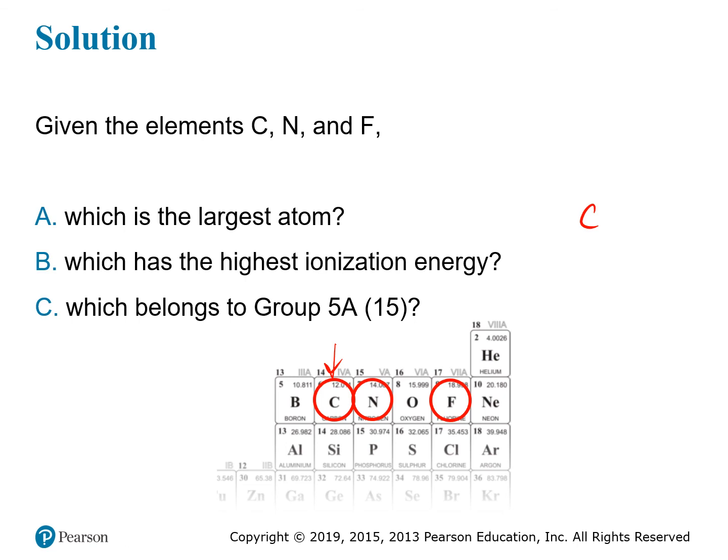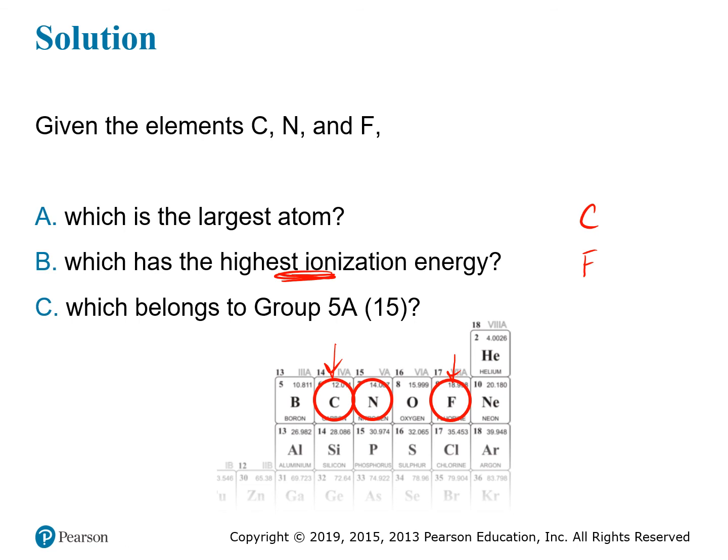Which has the highest ionization energy? Remember the ionization energy is the opposite of the size. So the larger the atom, the smaller the ionization energy. The smaller the atom, the higher the ionization energy. So if we want to know which has the highest ionization energy, it's the one furthest to the right. It would be fluorine. It's the one that's the least metallic. That's another way of thinking about it.